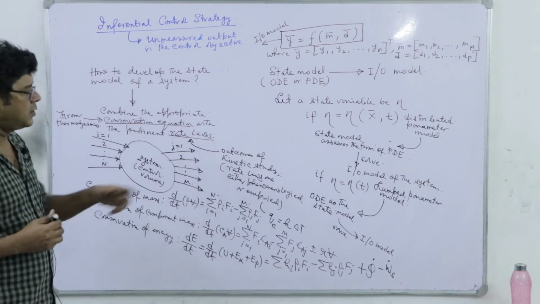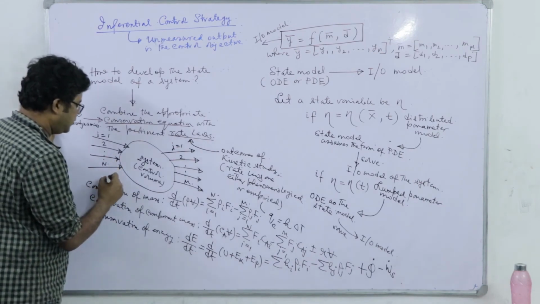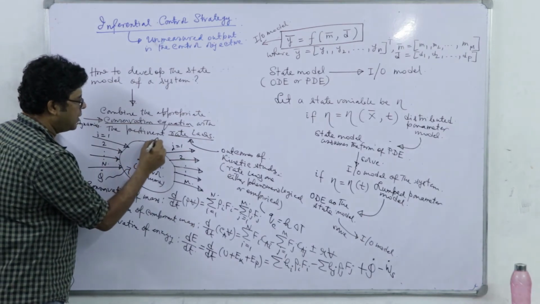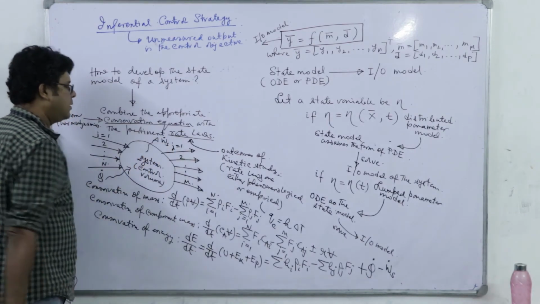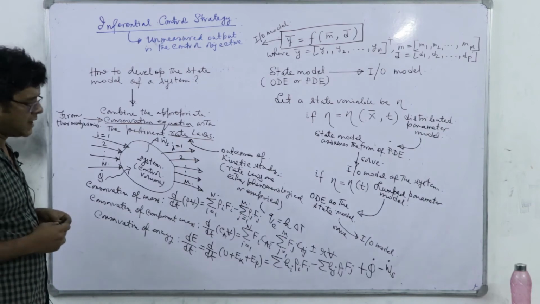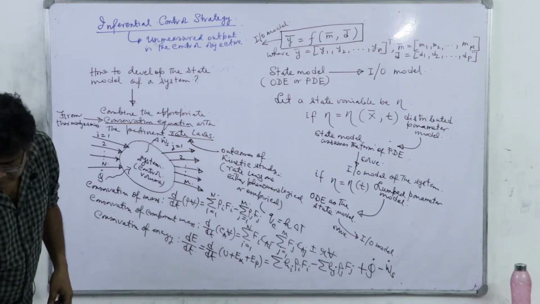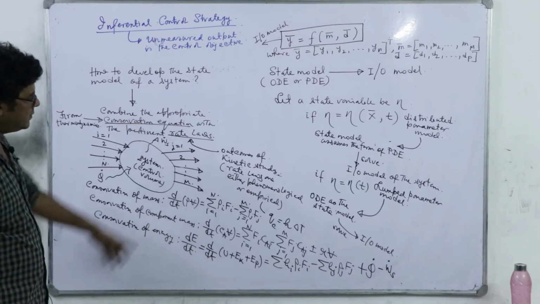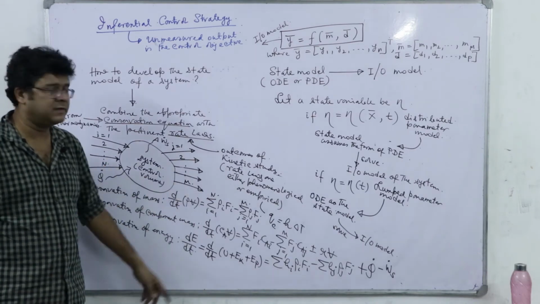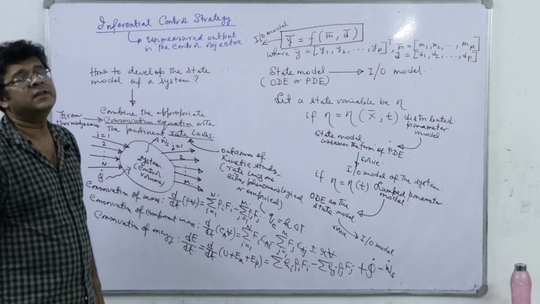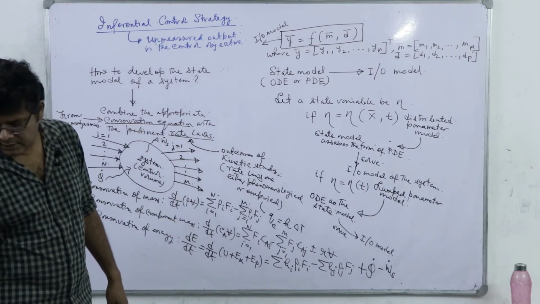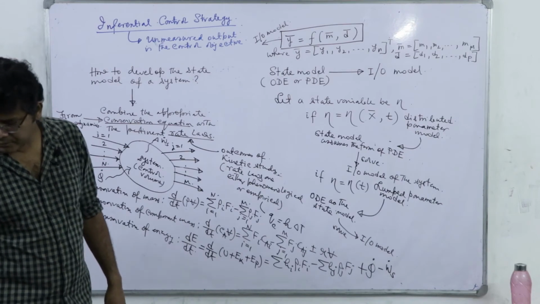And Q dot we consider to be positive if heat is given to the system, and shaft work is positive if it is being performed by the system. So, that is why it is Q dot minus W dot. So, that is the conservation of energy. Majorly we are going to use these three conservation equations in different systems to generate the model.